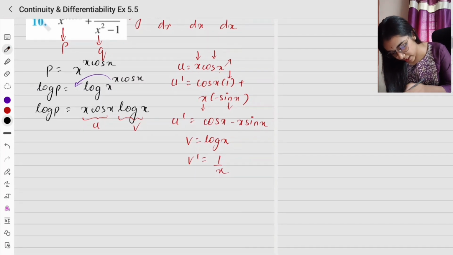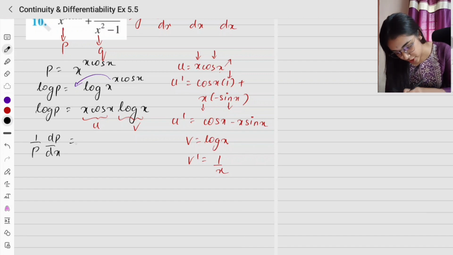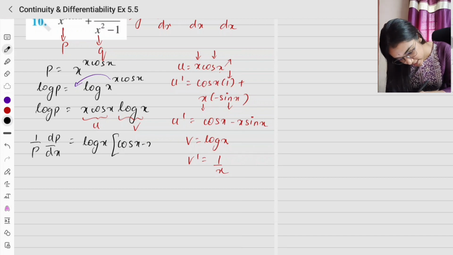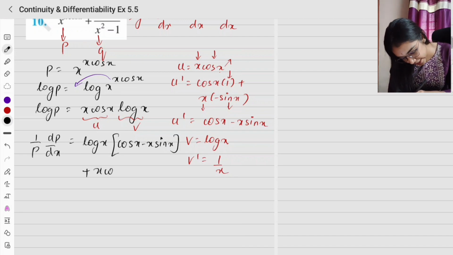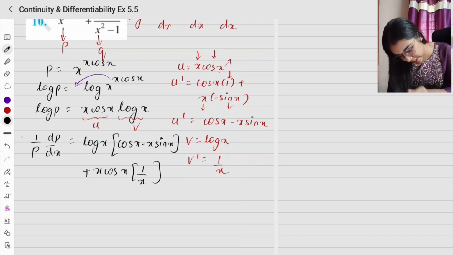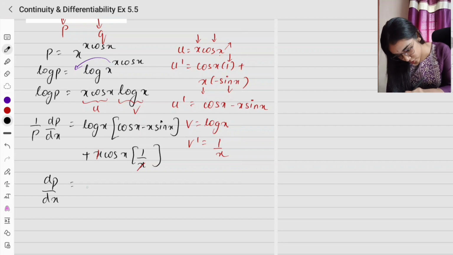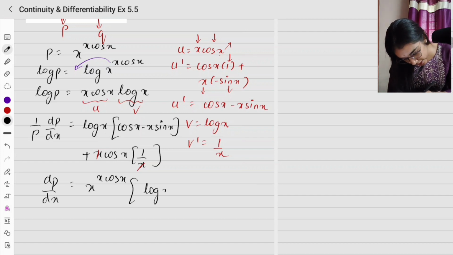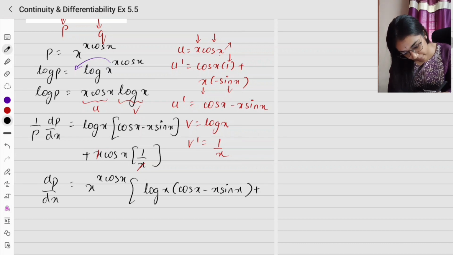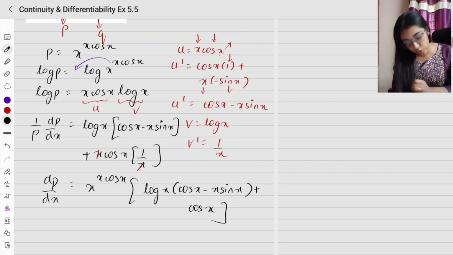So what happens when I find the derivative? 1 by p dp divided by dx equals v u dash, which is log x times cos x minus x sin x, plus u v dash, which is x cos x times 1 divided by x. So the x and the x get cancelled. So what is my final dp by dx? dp by dx is going to be x to the power x cos x times log x of cos x minus x sin x plus cos x. Okay, this is my dp by dx.